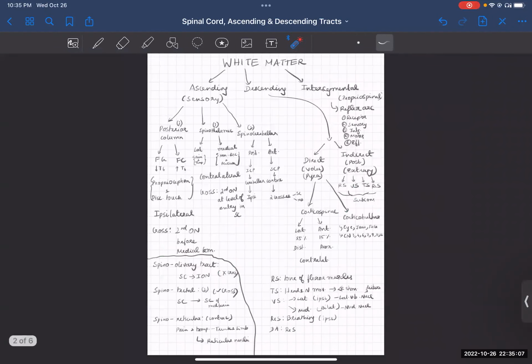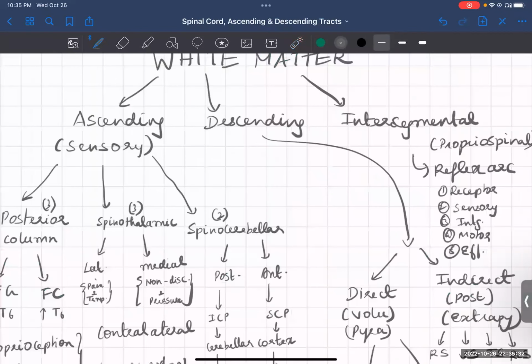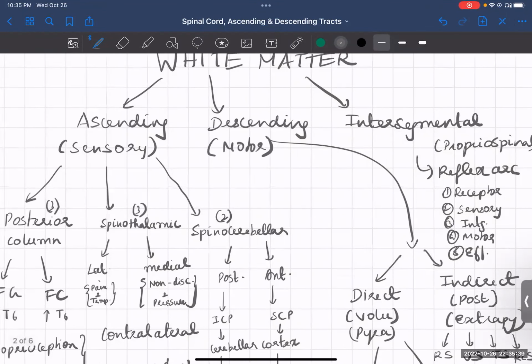Now let's look at white matter. This page might look a little bit overwhelming, but I will decode this for you so that you can use it as a reference for a quick revision. So let's start. White matter is divided into three tracts: your ascending tract, descending tract, and your intersegmental tract. Ascending tracts are the sensory tracts to your brain from your spinal cord. Descending tracts are your motor tracts from your brain to the spinal cord. So these are motor. Ascending is sensory.